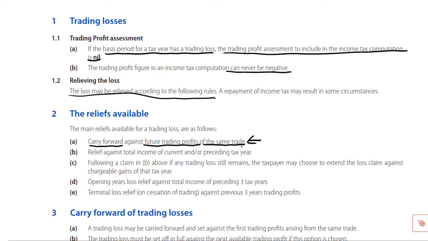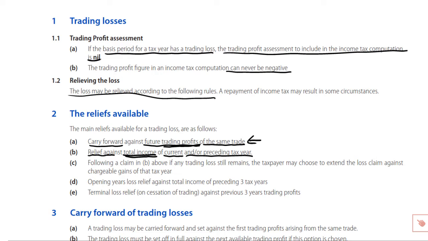If you want a more immediate relief, then you can have relief in the current tax year and or the preceding tax year. And if you make such a claim, then the relief is against total income. So rather than restricting and just going against trading profits of the future, you can go now against total income of the current and or preceding tax year. Now clearly that's far more generous in terms of the breadth of relief that you're given. You can go against all, you will go against all your total income figure.